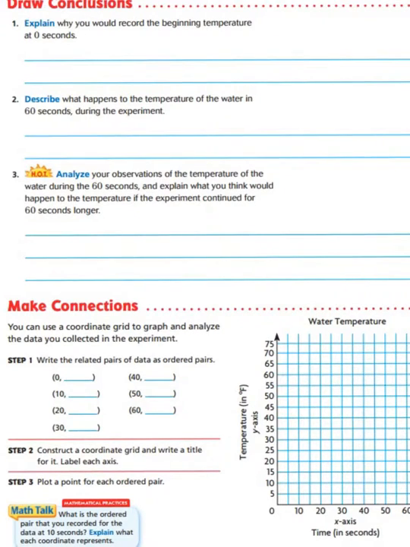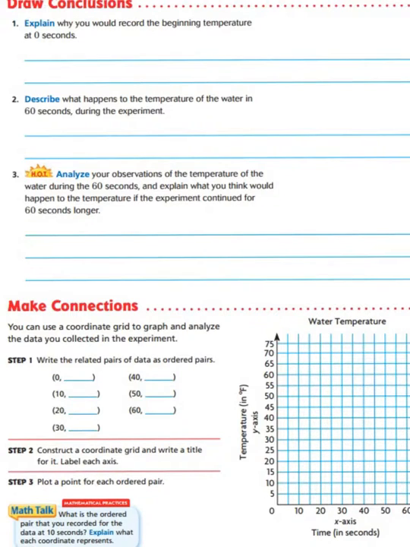Now, for our draw conclusions, number 1 says, explain why you would record the beginning temperature at 0 seconds. Questions 1, 2, and 3 are things that you're going to be able to answer based upon the experiment that you just completed. Question number 2 says, describe what happens to the temperature of the water in 60 seconds during the experiment.